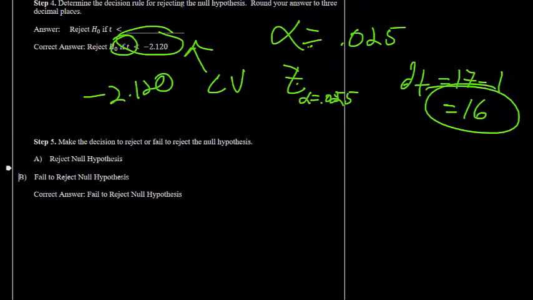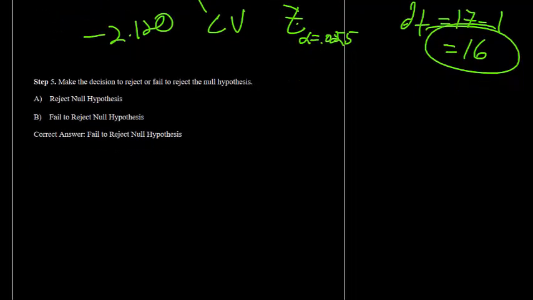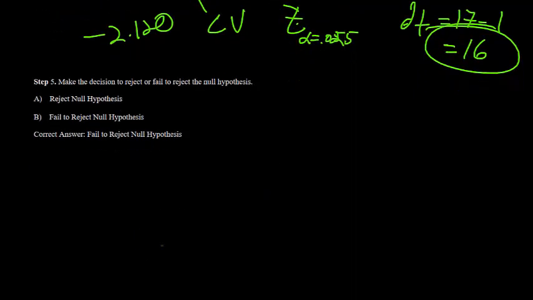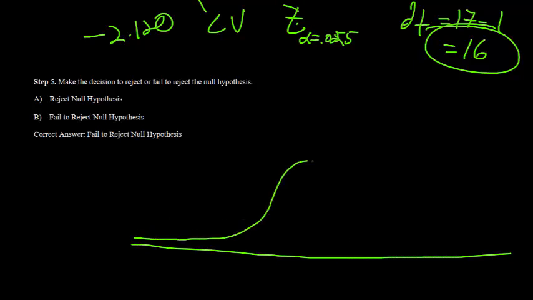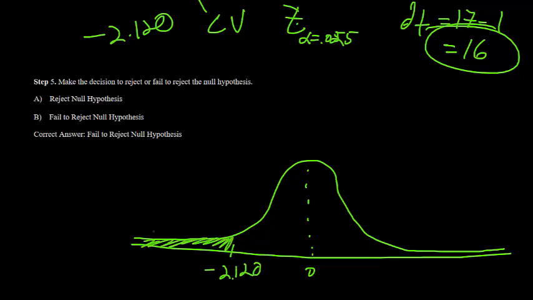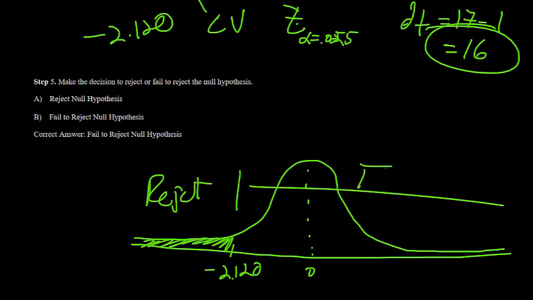Step 5, reject or fail to reject the null hypothesis. Okay, so we have our curve. When in doubt, draw it out. The T looks very much like the Z, right, with a mean of 0. And out here we have a critical value of negative 2.120. Anything to the left-hand side, I'm going to reject. Everything on this side, I'm going to fail to reject.